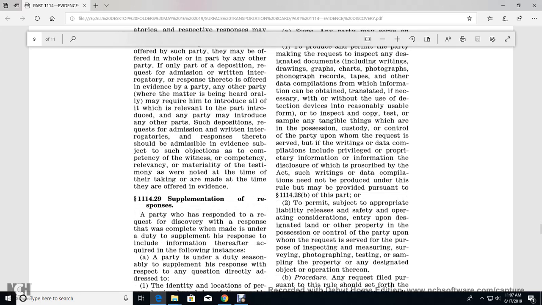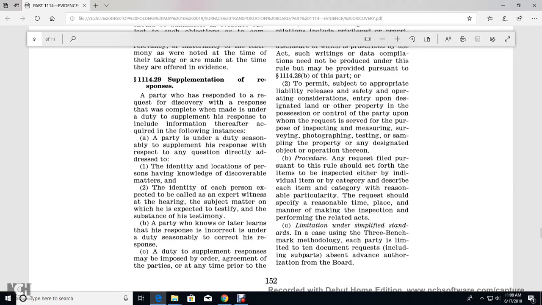To remember the subject with the property, with the liability relief, the safety of the operating of the consideration, entry of the designated land or other property in the possession or control of the party upon request, for the purpose of inspecting, measuring, surveying, weighing, photographing, testing, or sampling of the property, with the designated objection and opportunity thereof.